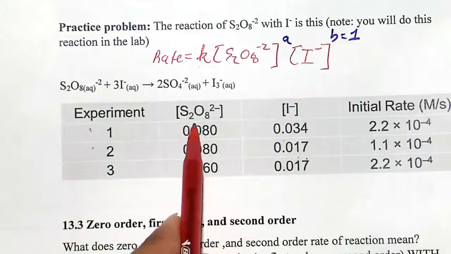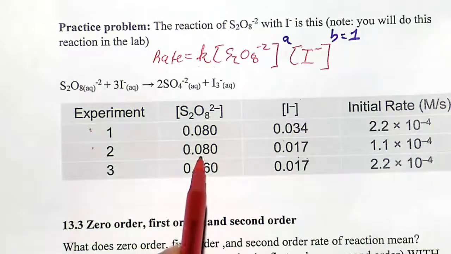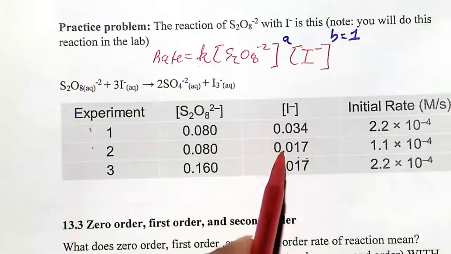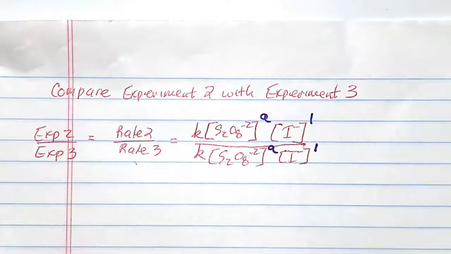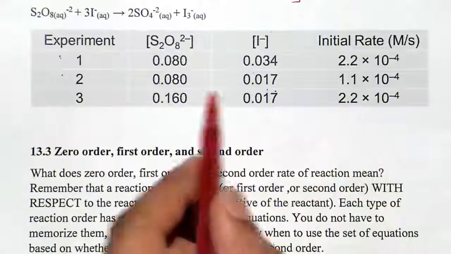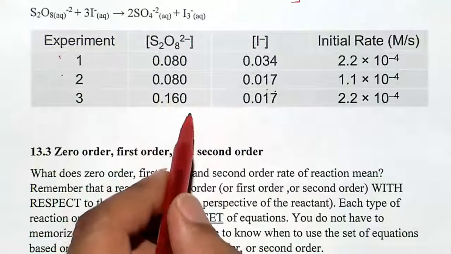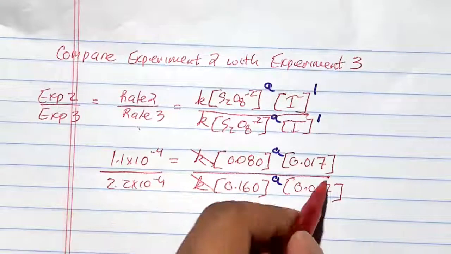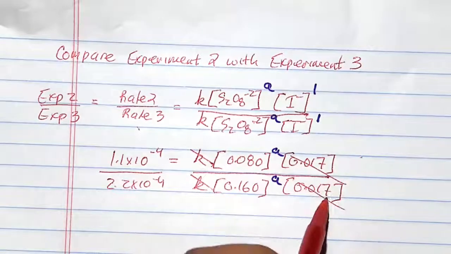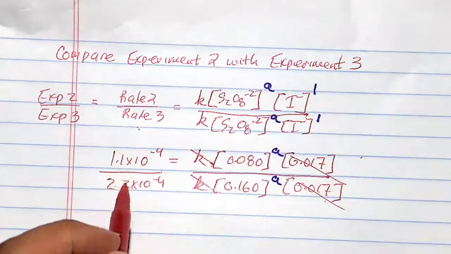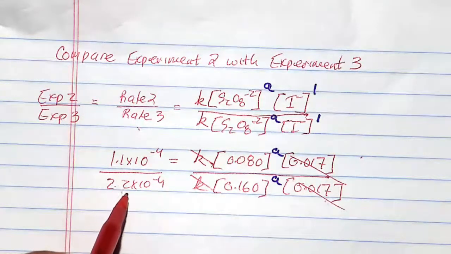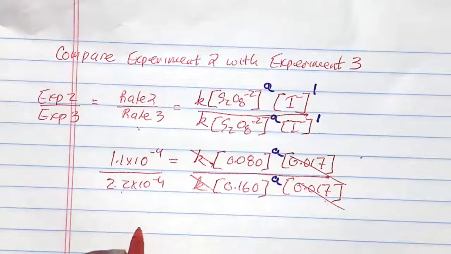In experiment 2, the concentration of S2O8 2- is 0.080, the concentration of I- is 0.017, and its rate is 1.1 times 10 to the minus 4. Experiment 3 has a rate of 2.2 times 10 to the minus 4, and these are the concentrations of those reactants that gave you this rate. K's and K's cancel. The 0.017 to the power of 1 cancels with the 0.017 to the power of 1, and we are left with 1.1 times 10 to the minus 4 divided by 2.2 times 10 to the minus 4. That is also equal to 1/2.